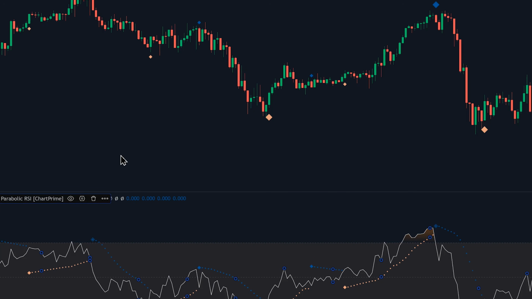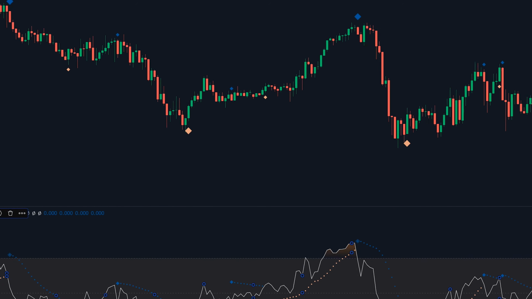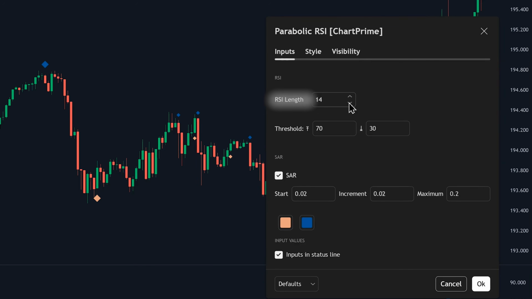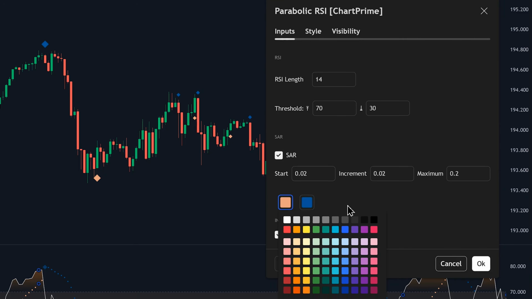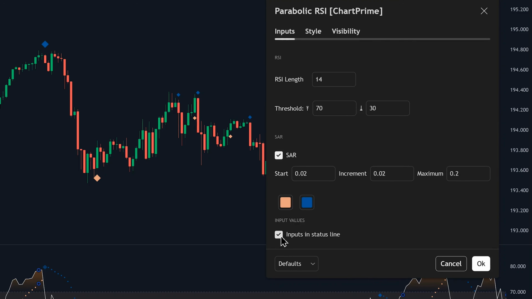Next, let's peek into the indicator's settings. If you open them up, you'll see you can customize things quite a bit. You can change the length for the RSI calculation, maybe make it longer if you're more of a swing trader, or shorter if you're looking to scalp. You can also adjust the Parabolic SAR parameters, like the acceleration factors, to fine-tune how sensitive it is to momentum changes. And of course, you can tweak the colors and decide whether you want the signals displayed or not. It gives you some decent flexibility to match it to your trading style.